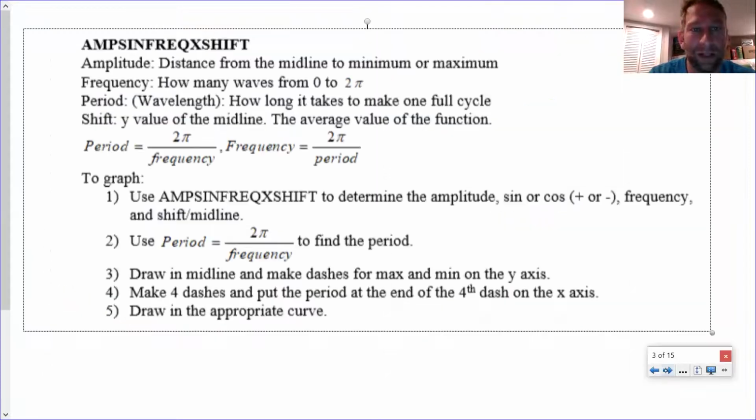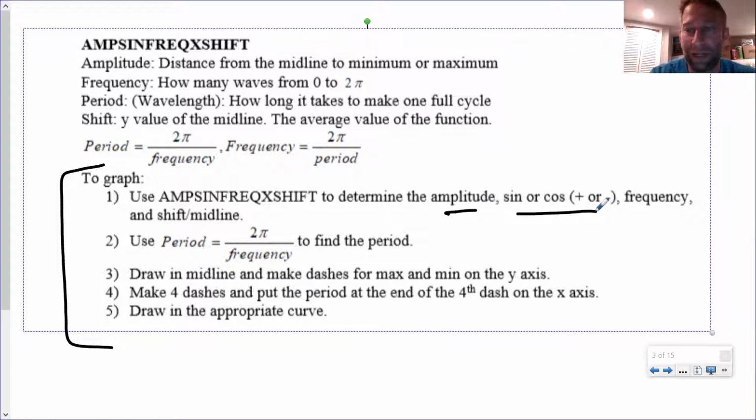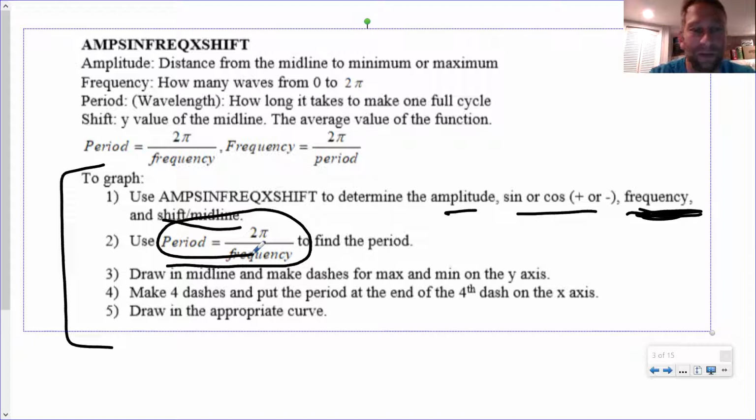Before that, just quickly, I know we've been doing this every day, but let's talk about the steps to graphing. We're going to use amp, sine, freq, shift to determine the amplitude, sine or cosine, positive or negative, frequency, and the shift. Shift is another word for midline. Once we have the frequency, we're going to use this little formula here, period equals 2 pi over the frequency, to find the period, because we're going to need that.